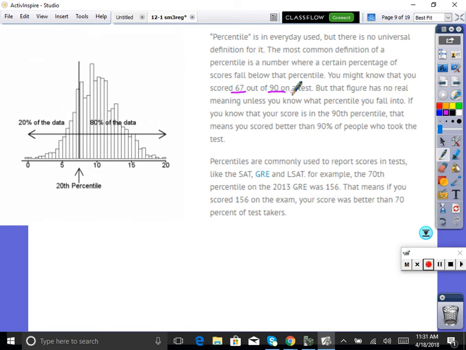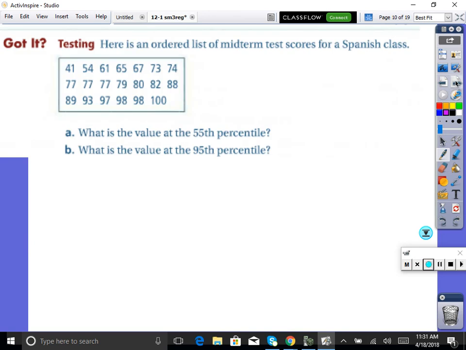Okay. So if I said to you, you scored 67 out of 90, and you go home and cry yourself to sleep, because that's not that good, and you come the next day and I say, congratulations, you scored in the 90th percentile. 90% of students scored below you, so you shouldn't have felt that bad. Does that make sense? So it gives meaning to your score.